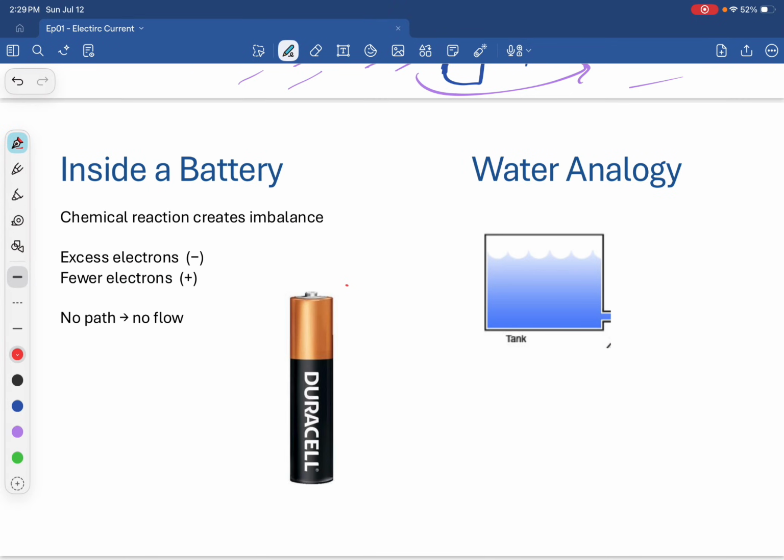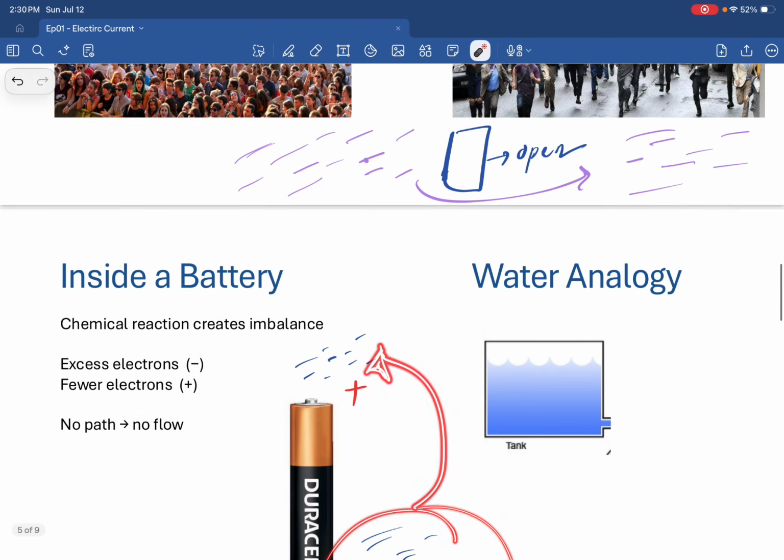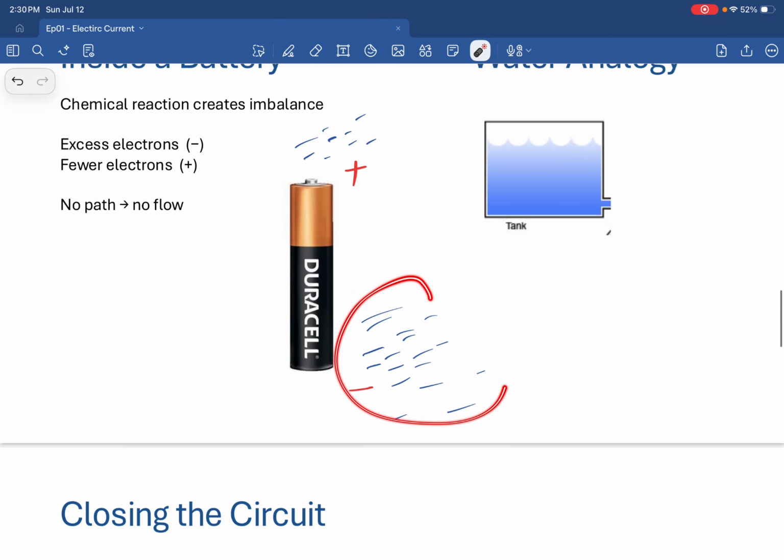Suppose you have a battery here with a positive terminal and a negative terminal. You have been seeing this for years: a positive sign at the top and a negative sign at the bottom. What these signs mean is that you have a lot of electrons on this side, and very few, maybe near zero electrons, on this side. The electrons want to go to this side, like the crowd, and that makes the electric current flow.